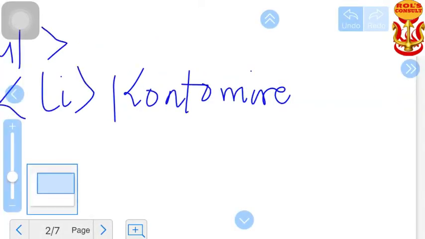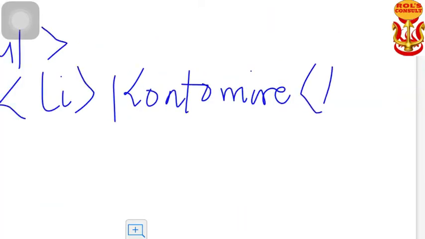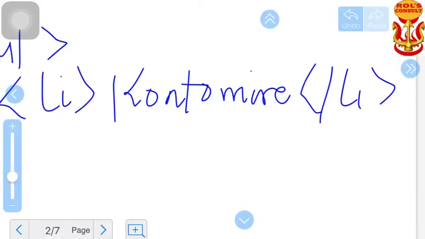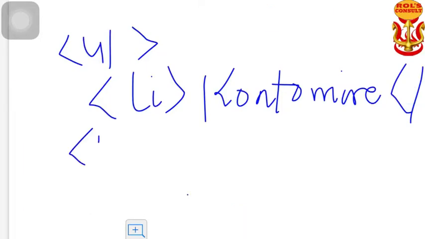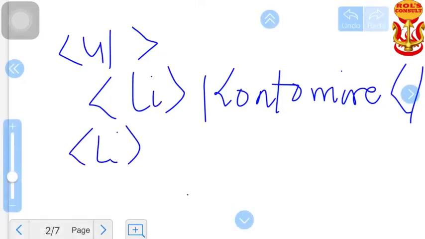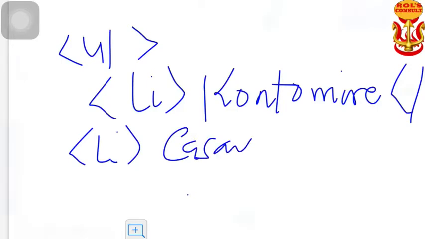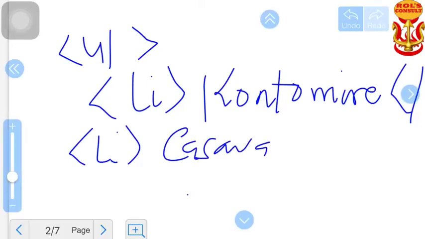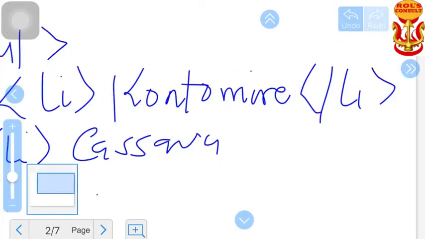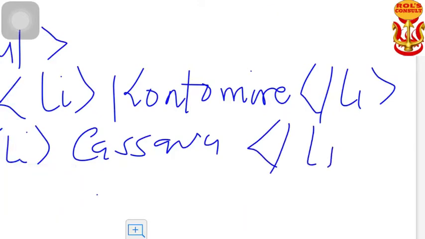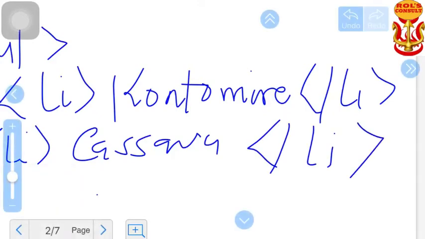Okay, let me close this. So I will close this with this as usual. Then our next item, which maybe is cassava, LI. Is my spelling of cassava right? I'm not sure. Let me spell it out. Cassava. Okay, so our cassava will go into another LI and we'll close it. LI close.